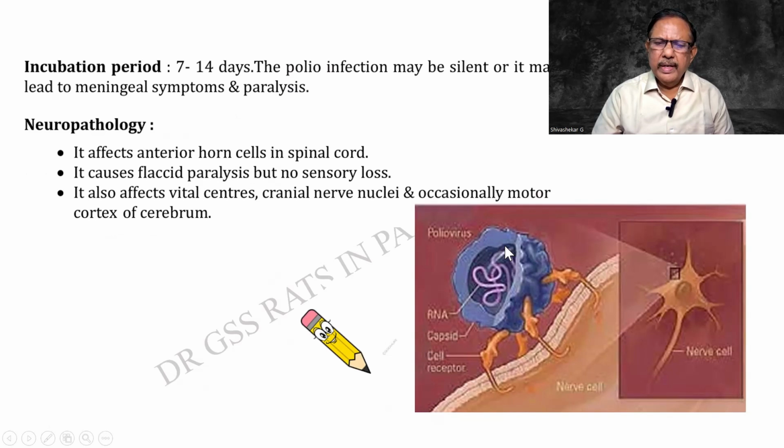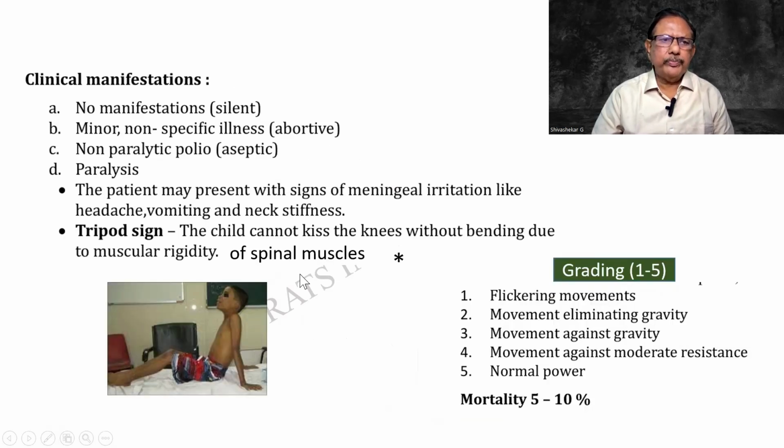So this is a virus and this is a nerve cell. Once it gets attached, you find that it invades and then it causes the damage to the nerves. It also affects the other vital centers for the various functions. Cranial nerve nuclei also. You must draw this particular picture.